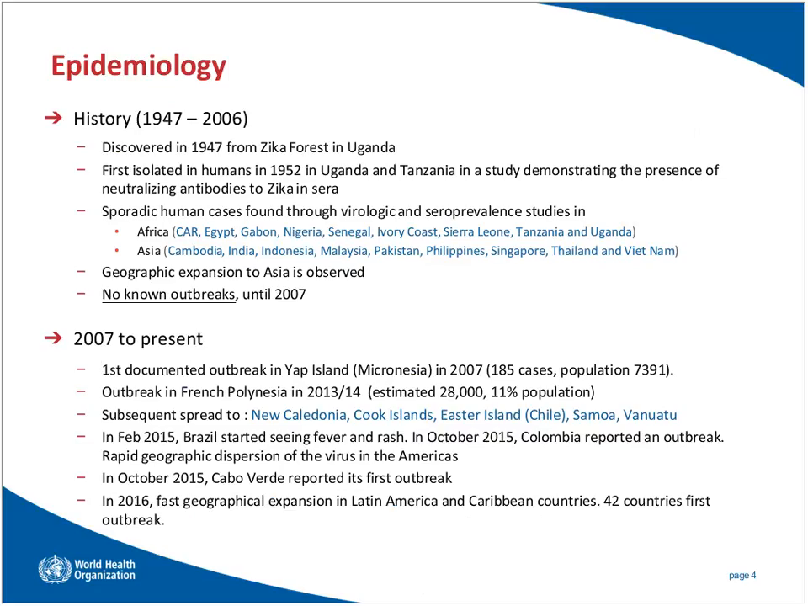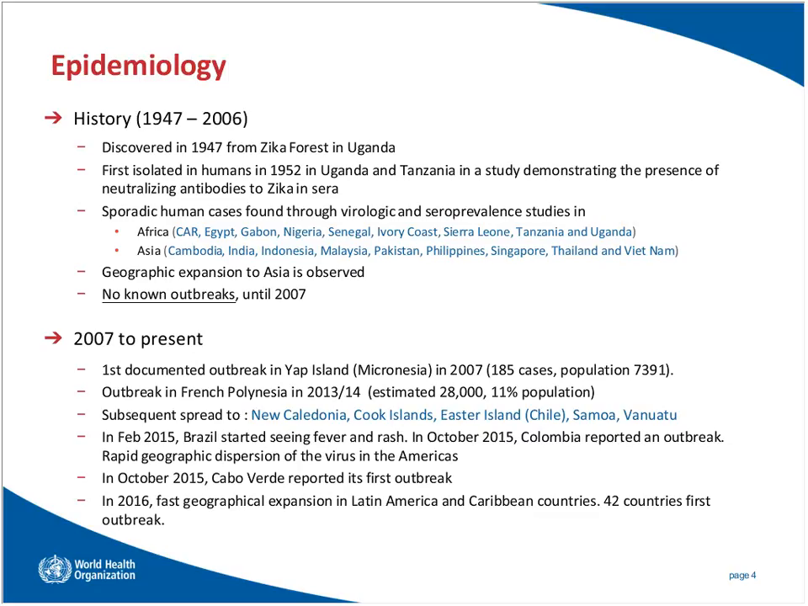But for many years, from 1947 to 2006, we only saw sporadic human cases, and we found these cases just through seroprevalence studies and virological studies. We saw that the virus showed up in several countries in Africa and Asia. We did observe in the 60s and 70s that there was a geographic expansion from Africa to Asia. But in all this time, there were no known outbreaks of Zika until 2007.